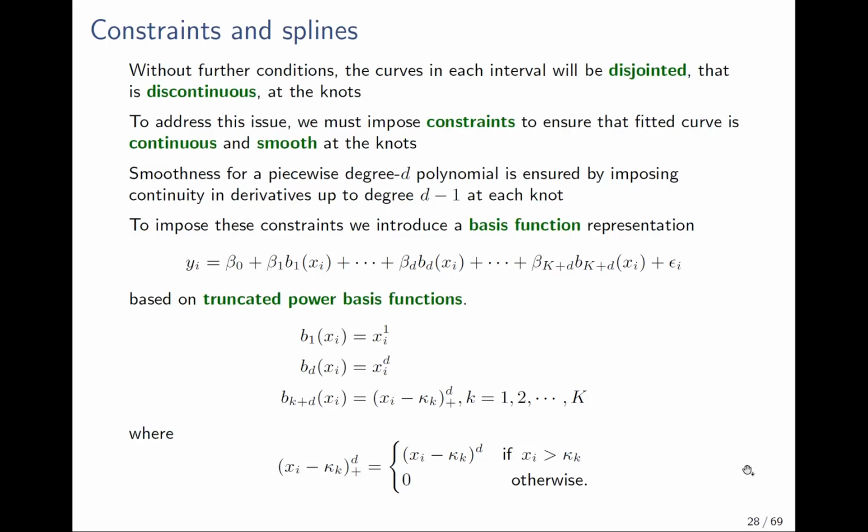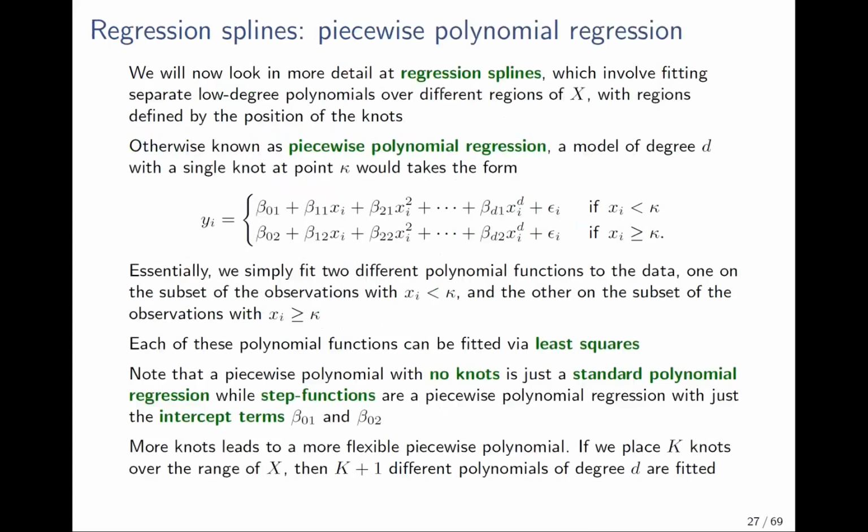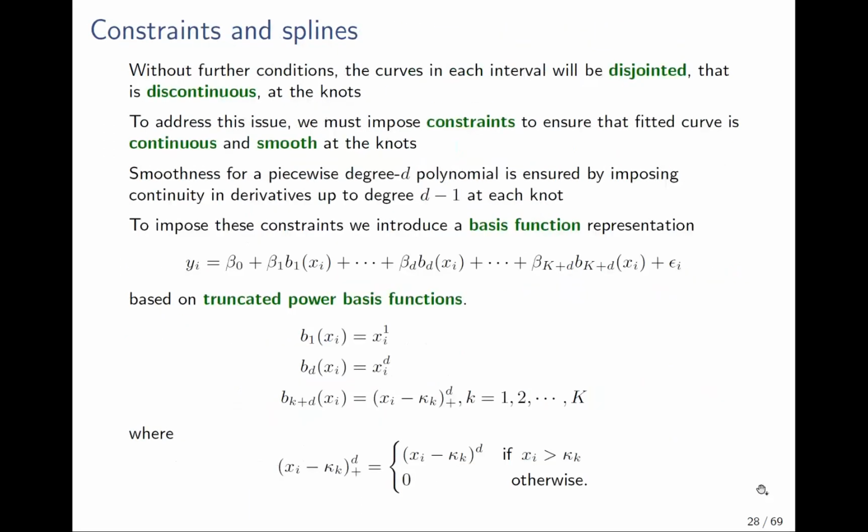Now, without any further conditions, the curves in each interval will be disjointed. That is, discontinuous at the knots. In other words, if we don't impose any condition on these equations, they won't connect. So we'll just have a polynomial on one side and a polynomial on the other, and there'll be a discontinuity at the boundary where they don't connect. To address this issue, we have to impose constraints to ensure that the fitted curve is continuous and smooth at the knots.